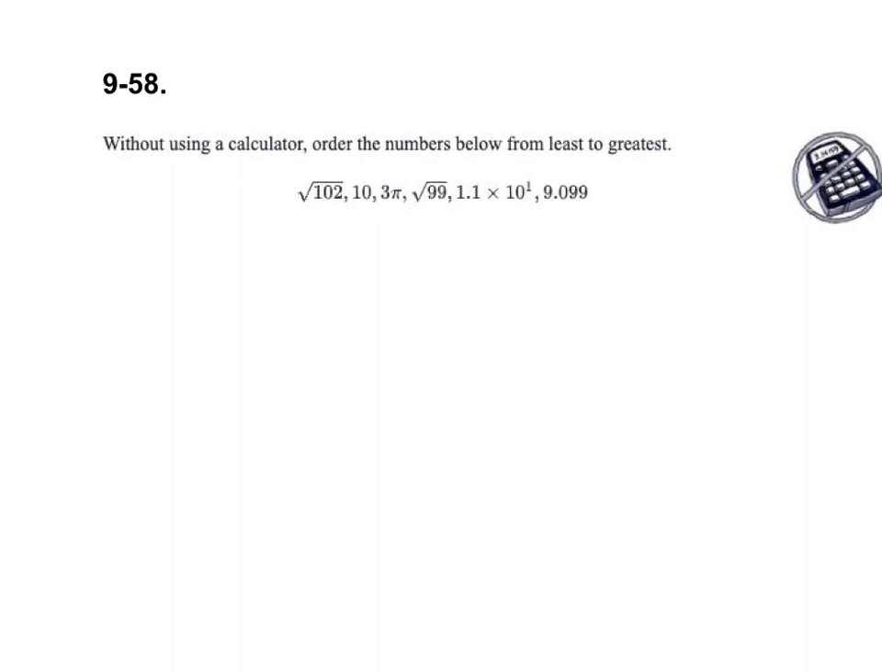So my next problem is 9-58, and it just says, without a calculator, order the numbers from least to greatest. Well, I've got a couple of nice and even numbers here, but then I've got these square roots as well. Let's start off by ordering the things that we know and then go from there. So 10, well, that's just 10, so we'll just start there, and we'll see what's around it. 3 pi, well, that's 3 times 3.14. So I can just do some multiplication of decimals here.